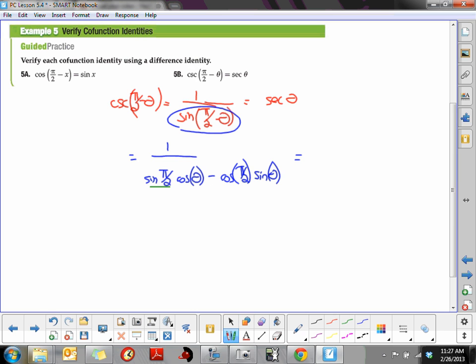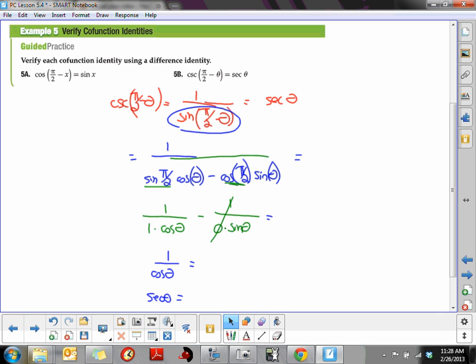Well, the sine of pi halves we just looked at, that's equivalent to 1, so it's 1 over 1 times the cosine of theta, minus the cosine of pi halves, which is 0, times the sine of theta. And 0 times the sine of theta is 0, so we get nothing left on the other side of the subtraction sign. All we get is 1 over the cosine of theta, and if we use a reciprocal identity, that is the secant of theta.